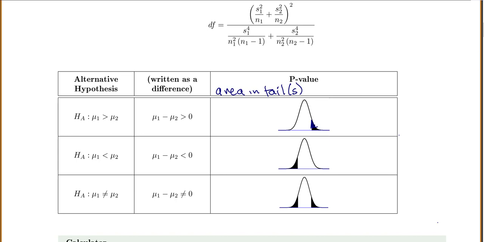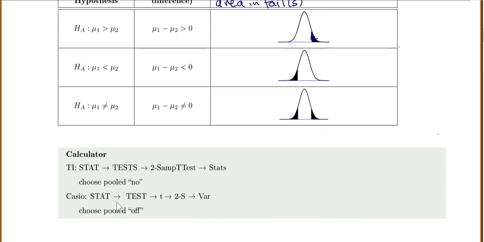But again, greater than means right tail, less than means left tail, and not equal to means you'll have to find the area in both tails. So for our calculator, we'll pick our test. We'll want a two-sample t-test, and we have to choose pooled no or pooled off depending on which calculator you have. Again, the reason why it's pooled is that's if you want to say you have equal variances. Again, that's slightly better if you have equal variances, but our unequal variances really works for every situation, so we'll just go ahead and use that.